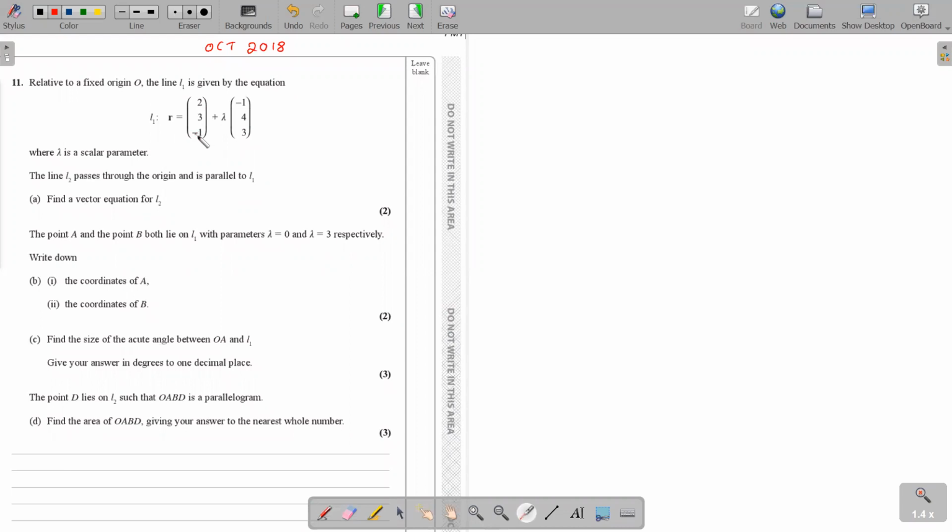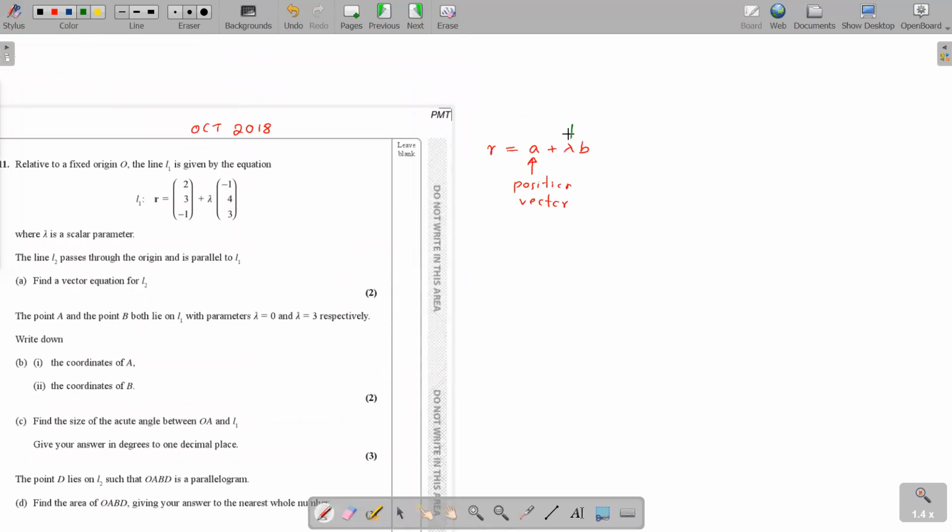Now, when they give you a straight line in vector format, what does this represent? A straight line in vector format, we write as r equals a plus lambda b. a represents a position vector on the line, while lambda is a parameter and b represents the direction vector of the line. Keeping that in mind, they say relative to a fixed origin O, line L1 is given by this equation where lambda is a scalar parameter.